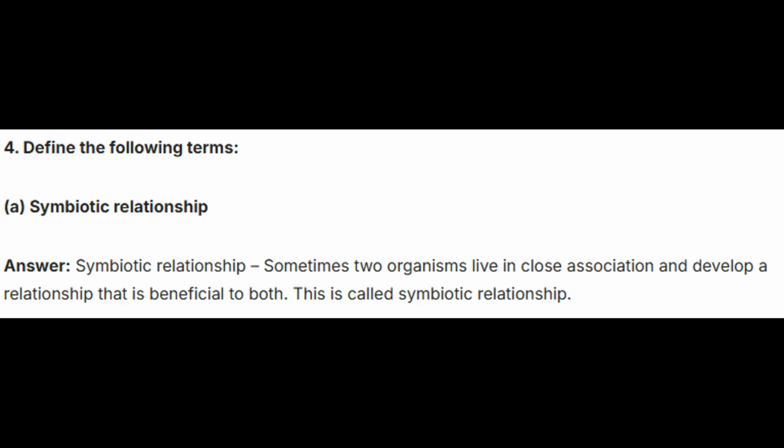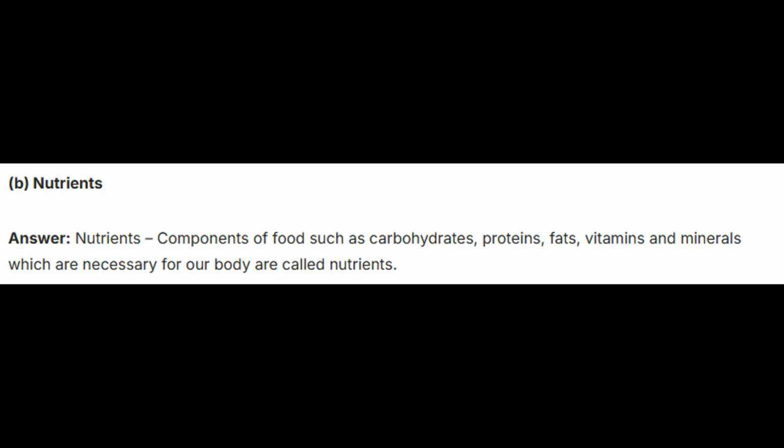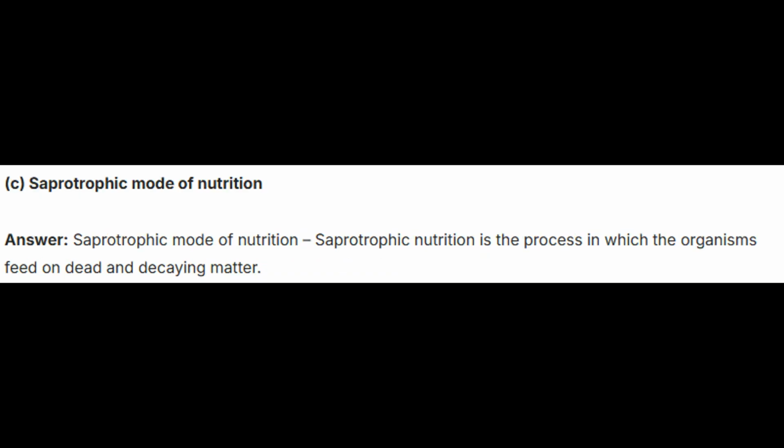Fourth, define the following terms. A, symbiotic relationship. Answer. Sometimes two organisms live in a close association and develop a relationship that is beneficial to both. This is called symbiotic relationship. B, nutrients. Answer. Components of food such as carbohydrates, proteins, fats, vitamins and minerals which are necessary for our body are called nutrients.